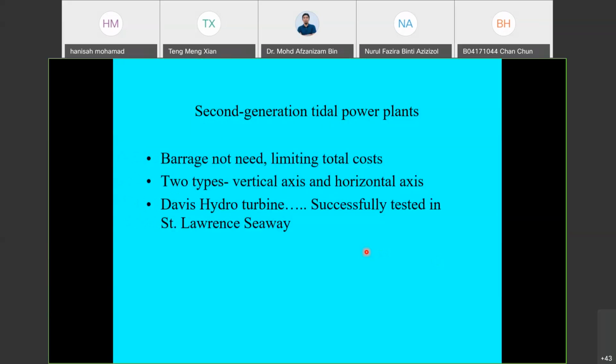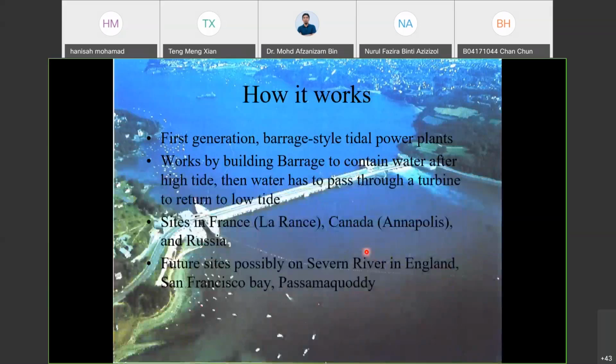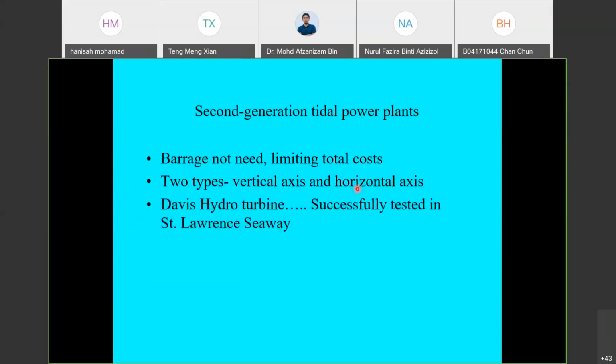Okay, so second generation tidal power plant. Previously we had this barrage, this kind of barrage style. Okay, barrage is this kind of barrage. No need, limited total cost, two types, vertical and horizontal. Okay, Davis hydro turbine. See, still this one, a hydro turbine. We're still using the hydro turbine.